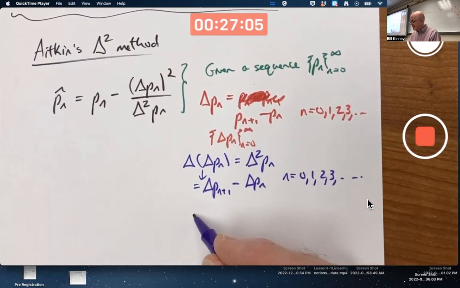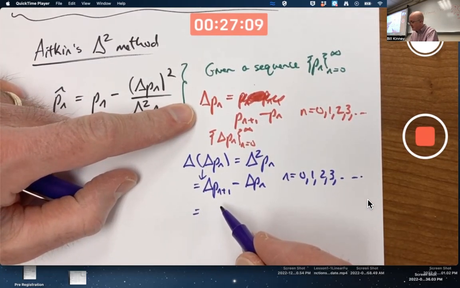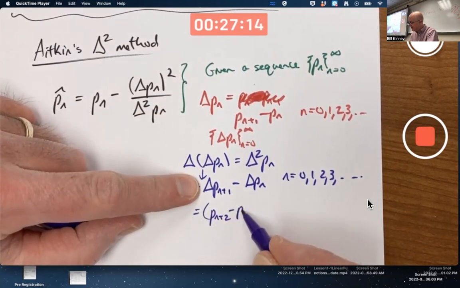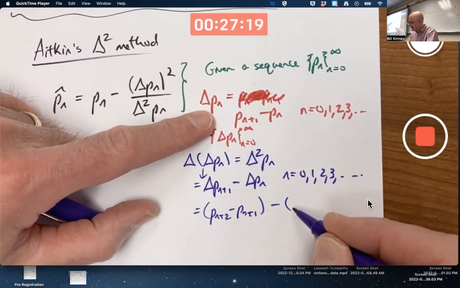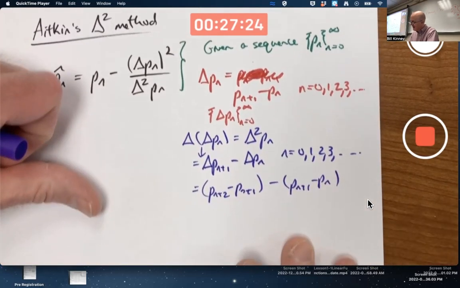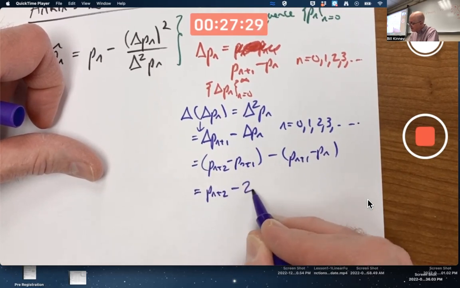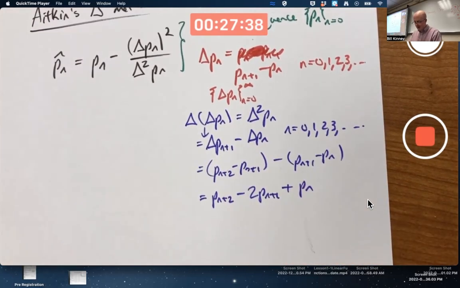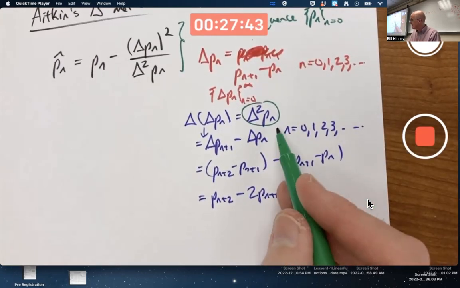But what is delta P sub n plus 1? According to this, replace all n's with n plus 1. This must be P sub n plus 2 minus P sub n plus 1. And then this one must be the same thing you see up there, P sub n plus 1 minus P sub n. Simplify that, you're going to get P sub n plus 2 minus 2 times P sub n plus 1 plus P sub n. All this is just shorthand notation for that, what I just circled there.